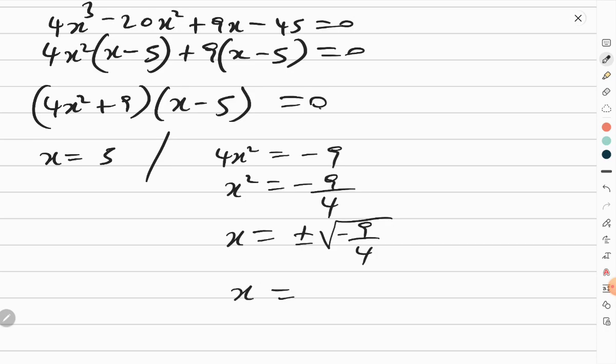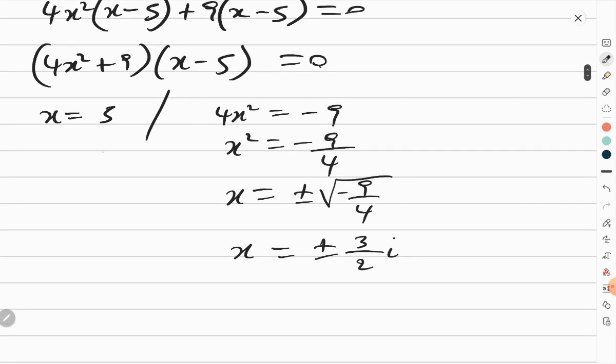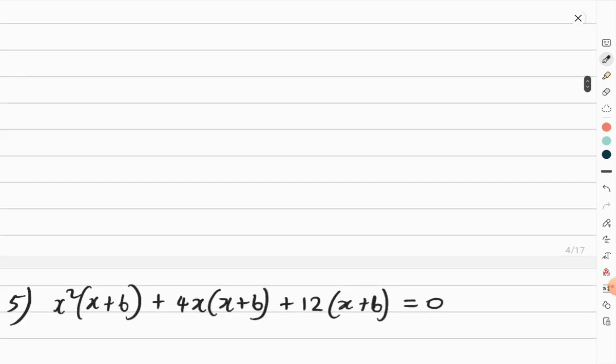Then our x is going to be plus or minus 3 over 2i, because this is the square root of a negative number. So we have this factor, we have this solution, and these are the other solutions that we have over there. So let's check another one.